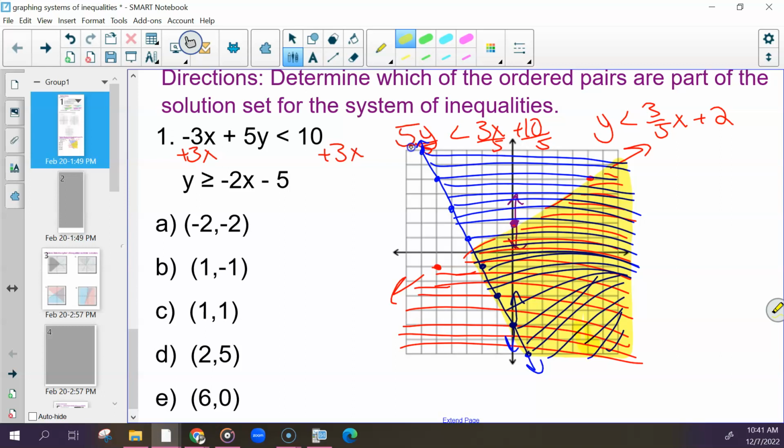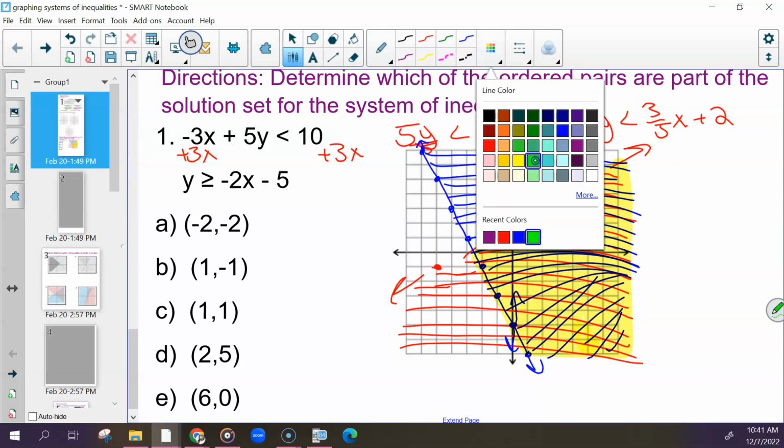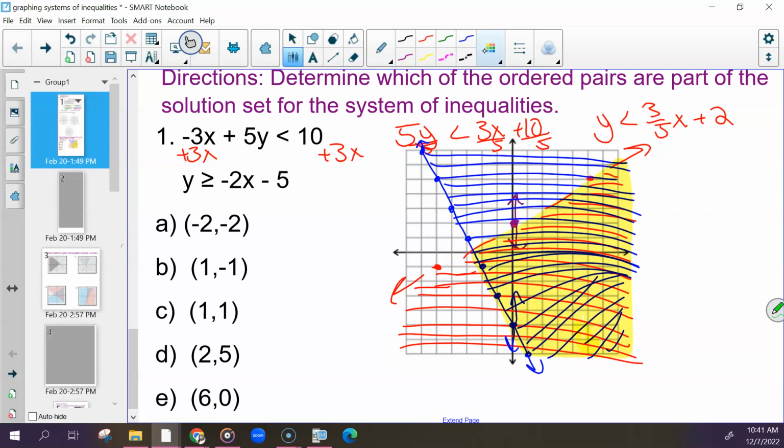So then for our points to check and see, do they fall in the shaded area or not, they have to fall in the overlapping, so they can't just fall in one. So would -2, -2 work? Would that fall inside the shaded area, the overlapping shaded area? Is that in the shaded area? It's right out. It's in one of them, but is it in both? No. So it would not be.